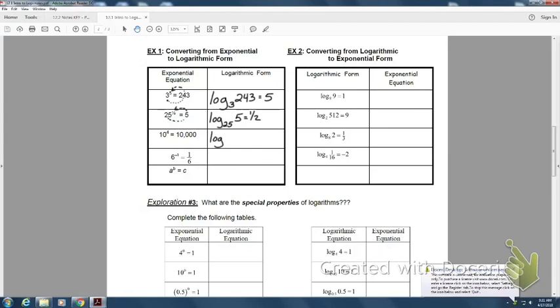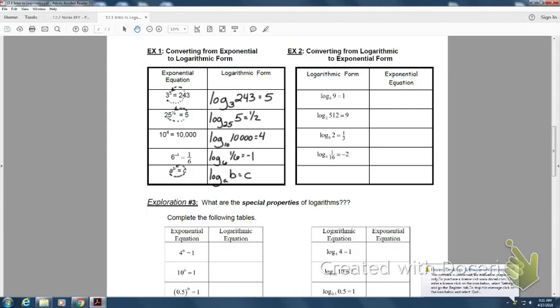Callie, what would the next one be? Log base 10 of 10,000 equals 4. Jacob, what would the next one be? Log base 6 of 1/6 equals -1. Jade, what would the last one be? Log base A of B equals C. Oh, okay, yeah, equals B. Never mind, I got them messed up.